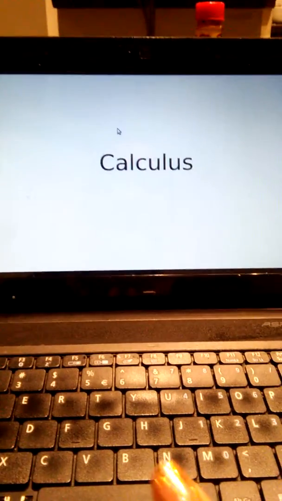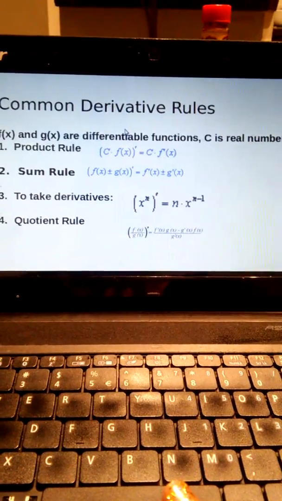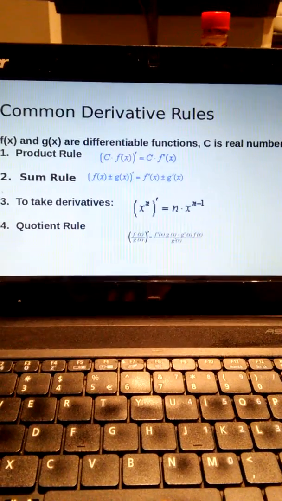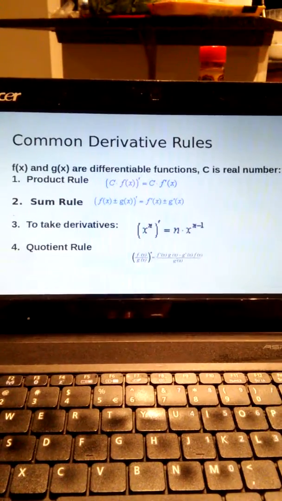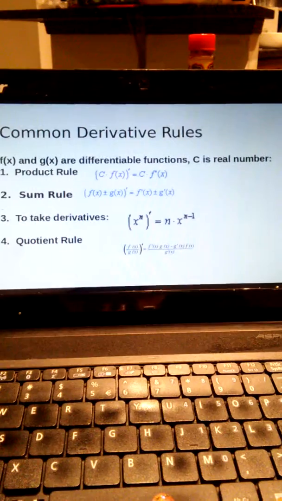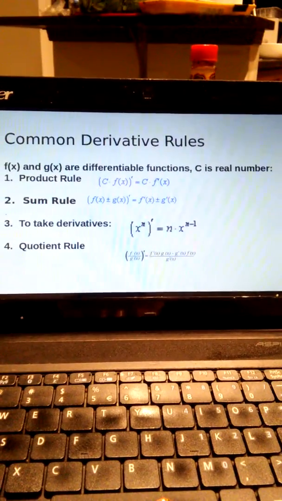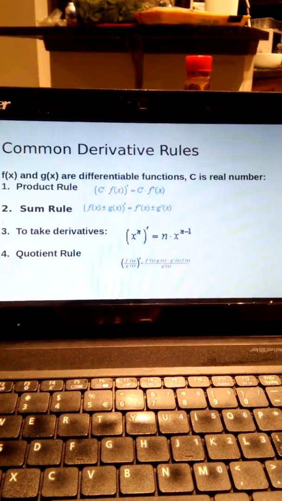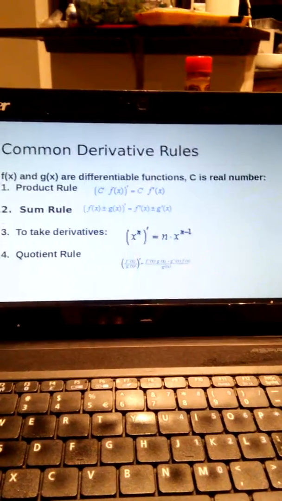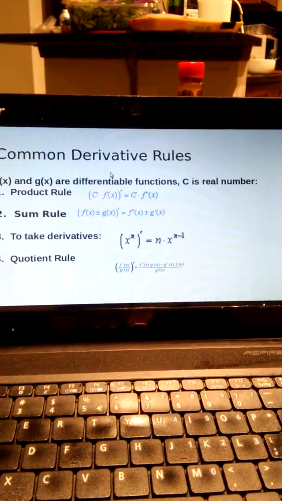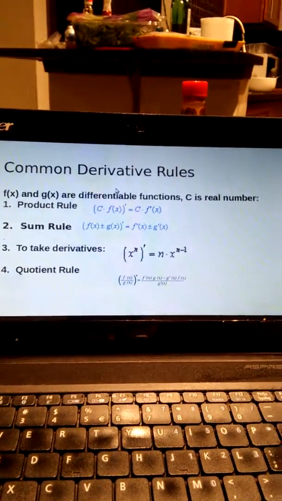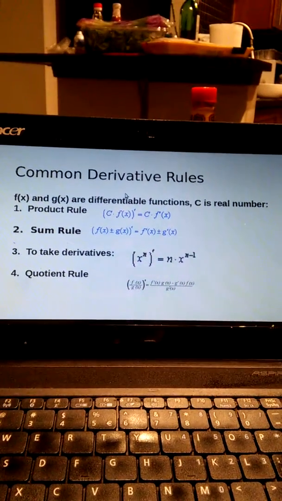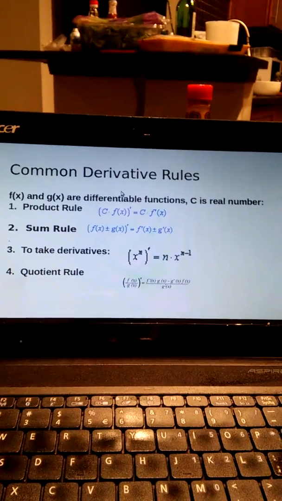All right, the next topic we're going to cover is a couple of examples for calculus. And then I have some of the basic rules here that you might see on the FE exam. I'm not sure how familiar you are with multiplying functions, but the top ones are the product rule, sum rule, and then taking derivatives, and then you have another, the quotient rule.